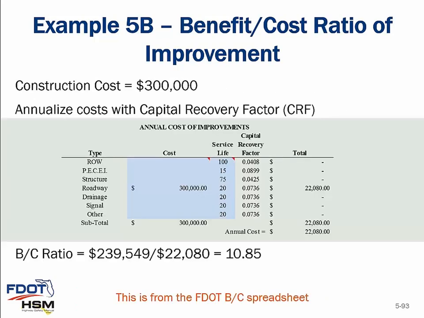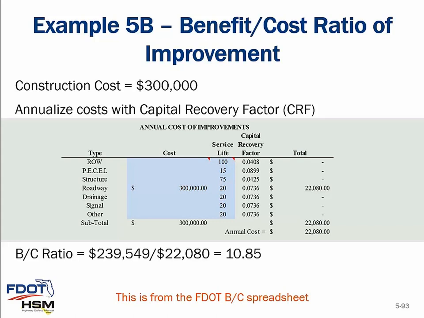So now that we've completed the computation of the benefit, we need to look at the cost side, and if you recall, the construction cost was $300,000 for this improvement. What we've used here is the FDOT benefit cost analysis spreadsheet that you can find on the FDOT website. We've pulled out the annual cost of improvements part of that spreadsheet and shown it here. It uses the overall cost. We've entered it under roadway here, $300,000, considers a 20-year service life, and applies the capital recovery factor to develop an annualized cost of $22,080.